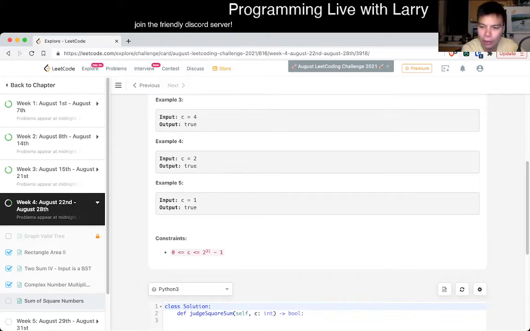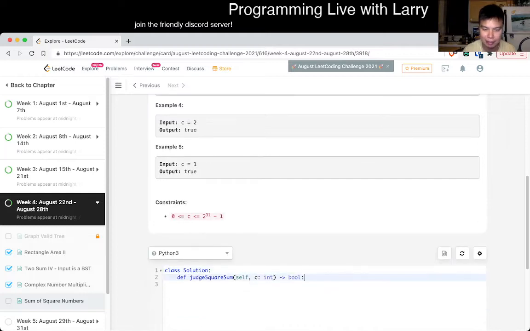I think the way to do it is that you only have to check squares up to the square root of it. So for example, we have a times a plus b times b is equal to c, right? And without loss of generality, you can assume that a is less than b. That means that the most a can be is equal to b.